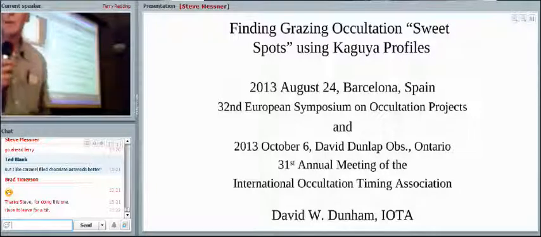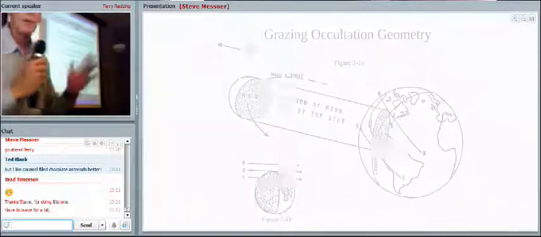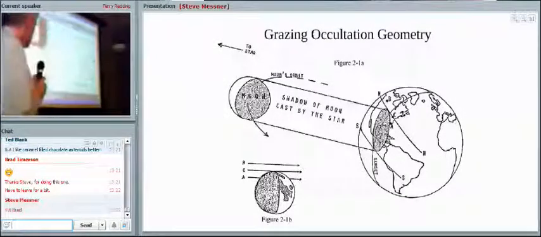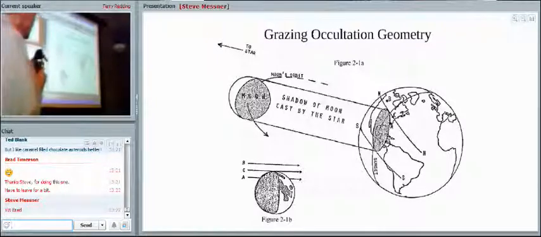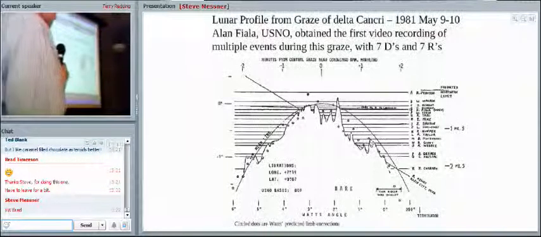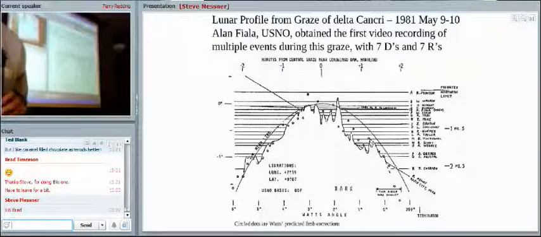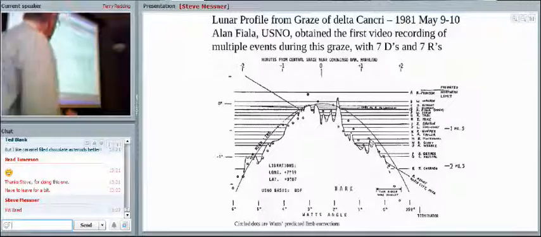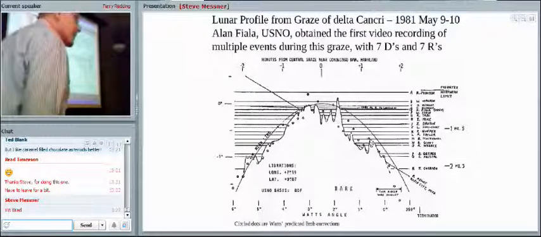Anyway, if we could just go to the next slide. This is a presentation I've given before, and so I'm going to switch through the first general slide. Just go to the next one. You've all seen the geometry of a grazing occultation at the northern and southern limits of the occultation. See, there's a laser pointer somewhere here. Here it is. Okay.